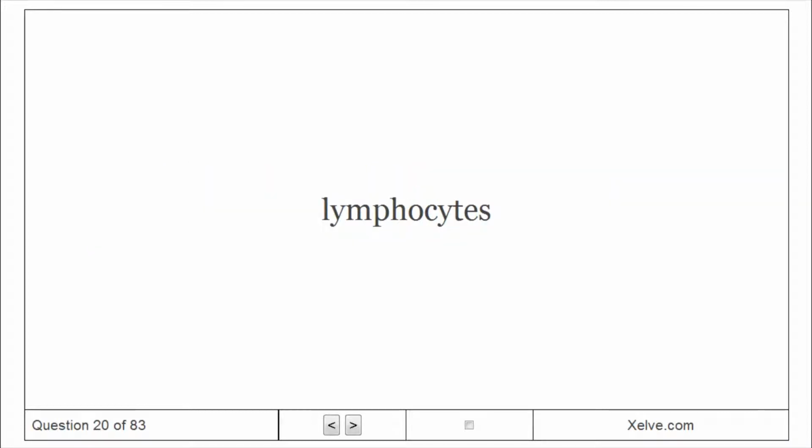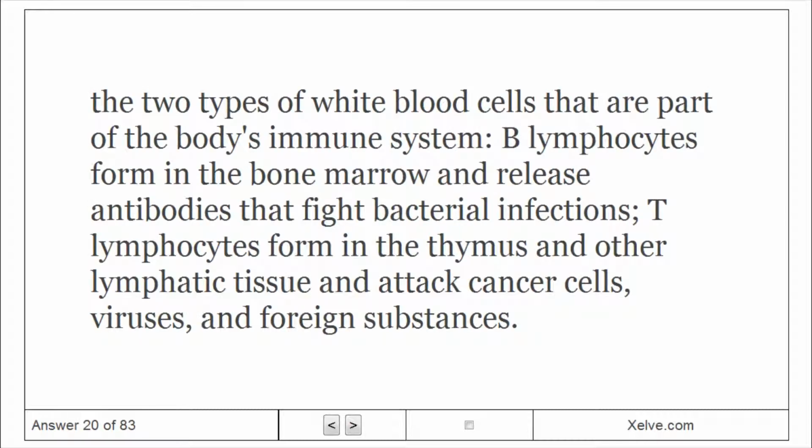Lymphocytes. The two types of white blood cells that are part of the body's immune system. B lymphocytes form in the bone marrow and release antibodies that fight bacterial infections. T lymphocytes form in the thymus or other lymphatic tissue and attack cancer cells, viruses, and foreign substances.